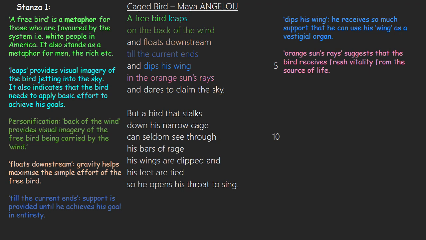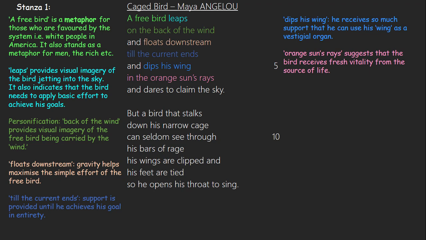We see also the use of enjambment, which I'm going to speak about later on, but "till the current ends" shows here that support is provided for the free bird until he achieves his goal to the maximum, or in entirety. So there's no stone that is left unturned to make sure that the free bird is able to achieve what he wants to achieve.